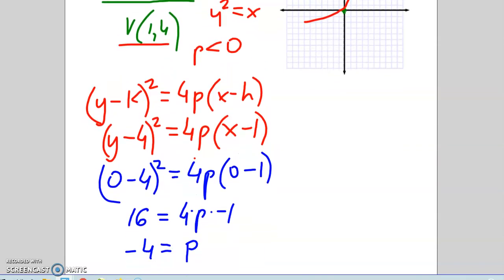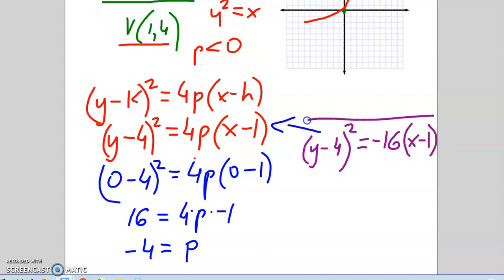Okay, so now that I have my p value, I just finish writing the equation for the parabola. So y minus 4 squared is equal to negative 4 times 4, which is negative 16, times x minus 1. And that's it. That's the final form.